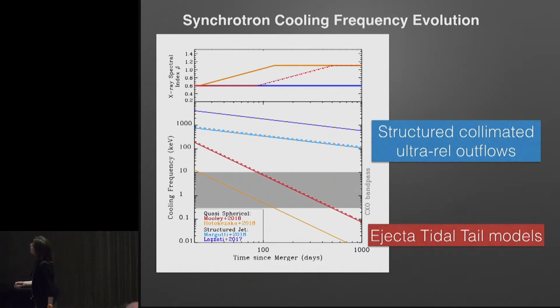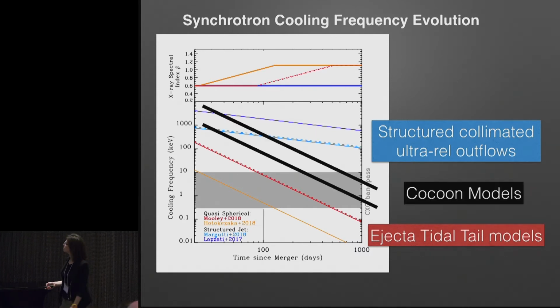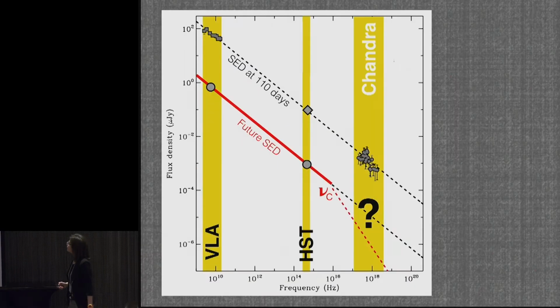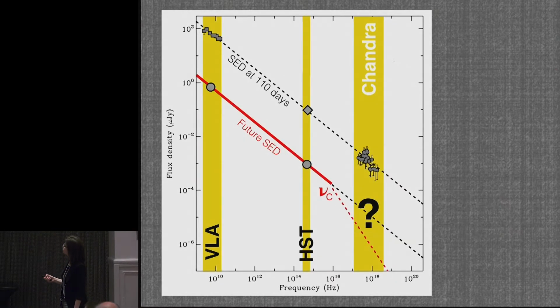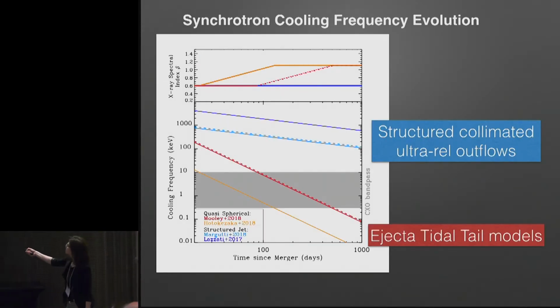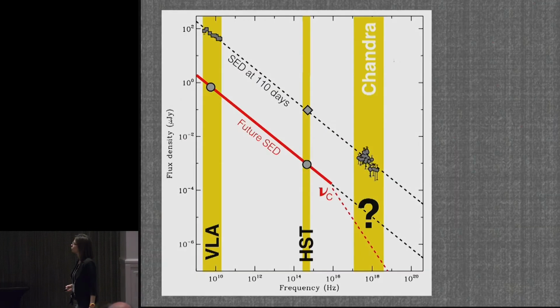I also want to emphasize that in structured, collimated, ultra-relativistic outflows, this should not be the case, no spectral evolution, and that this is also true for purely cocoon models. So the main message here, I'm going to skip because I'm a little bit behind, is that we can actually say that this kind of models that predict the spectral evolution are not favored right now, because we did not see that. We did not see any spectral evolution.